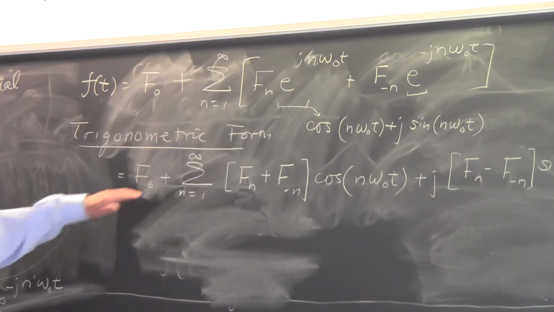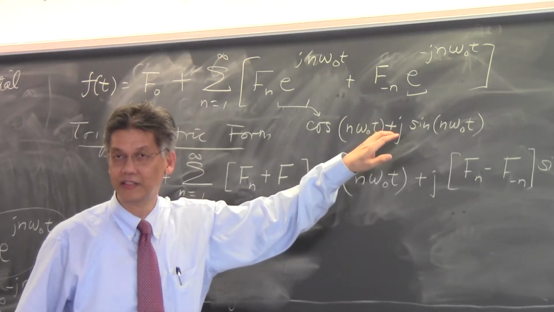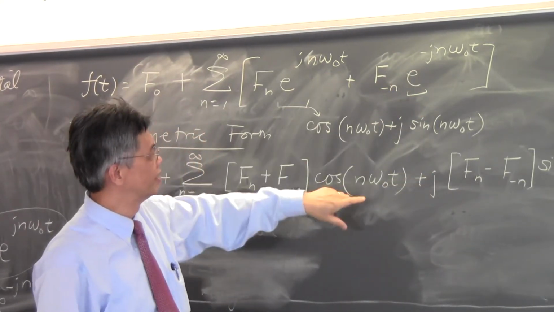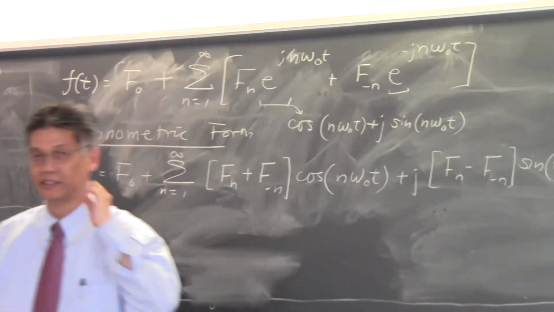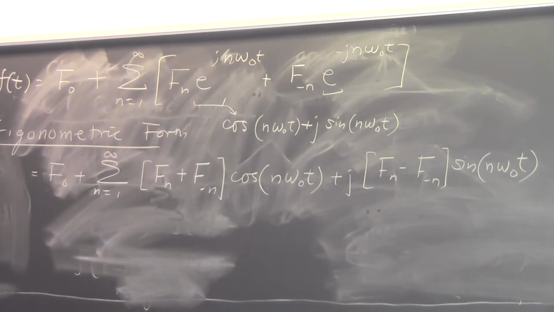Am I jumping too fast by going from here to here? Or you can see it. Okay, you do in your head, this is cosine minus j sine of that, and then you pick up the j and then you get the other terms. So you want me to go a little bit more slowly.